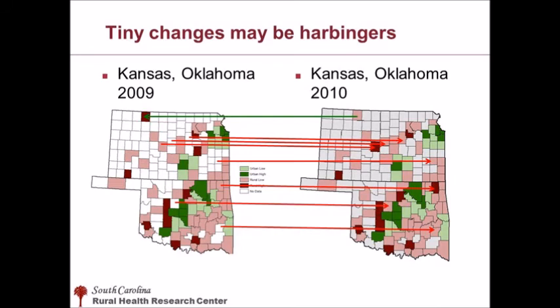Rural counties have been flipping, popping from white or below the median to pink, flopping from pink to red as they go from below to above the national median. This change has been taking place all across rural America.